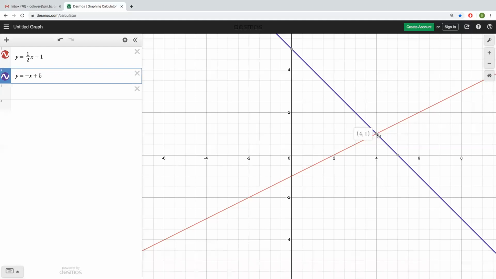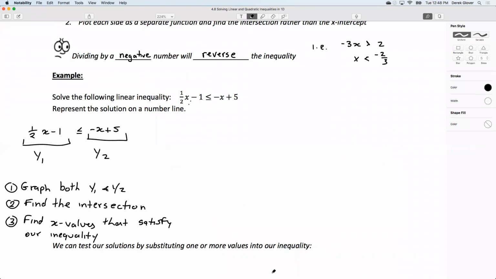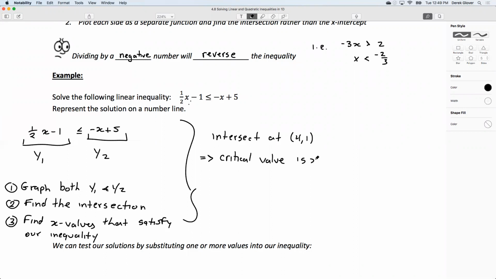So if you have a critical point at 4 and 1, we can say they intersect at the point 4 and 1. This tells me that the critical value is x equals 4. The question now becomes, is it including or not including 4? It looks like it is. So that means x is less than or equal to 4 is our answer.